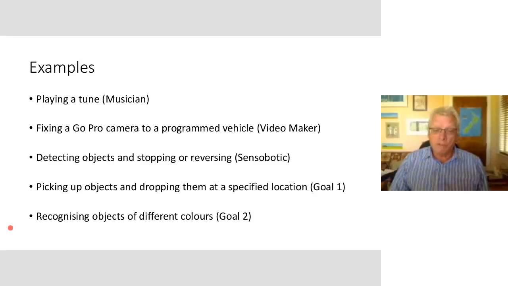So what did students do? And remembering that they were set free to do what they wanted. So these were some of the things they did and some of the badges that they earned. Apologize a little bit for goal 1 and goal 2, probably having a bad day when I was a bit busy. But yeah, so we've got some of those. So musician, video maker, sensobotic, whatever that means. And then some other things for people to do.